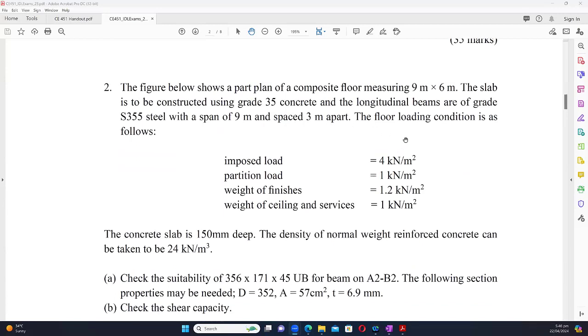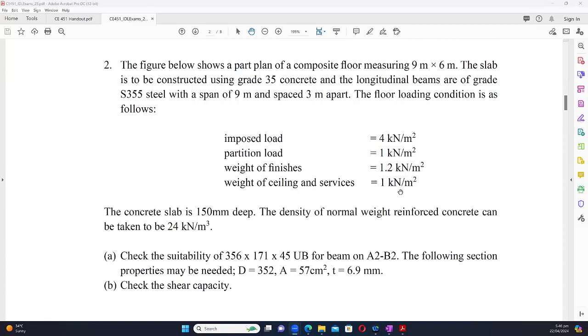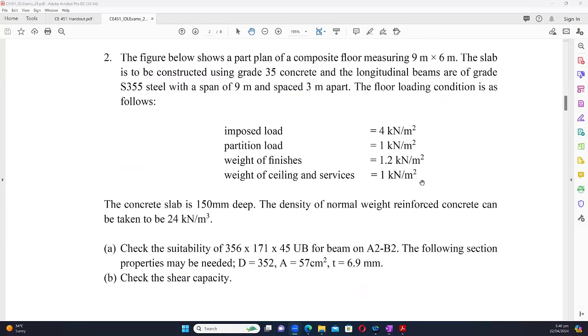Then the floor loading conditions are as follows. We have imposed load, which is 4. We have partition load, which is 1. We have weight of finishes, which is 1.2, and weight of ceiling and surface is 1 kilonewton per meter squared. We are also told that the slab is 150 millimeters deep, and the density of normal weight concrete can be taken to be 24 kilonewton per meter cube.